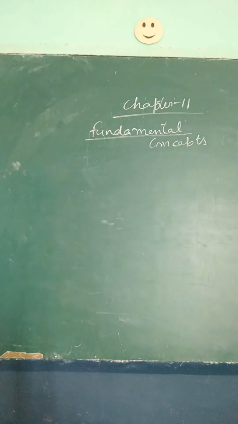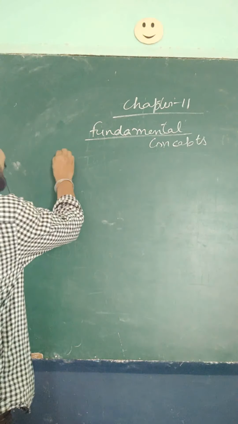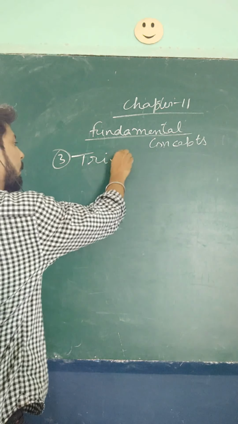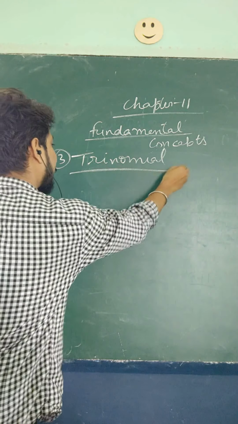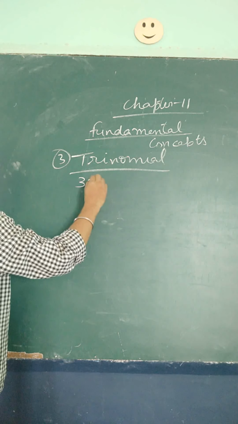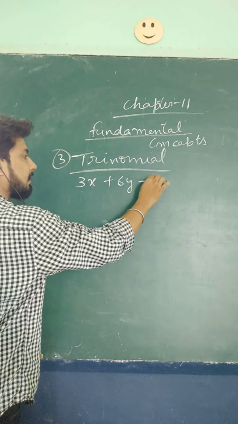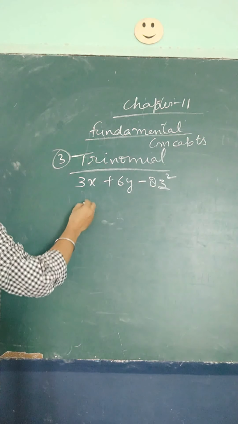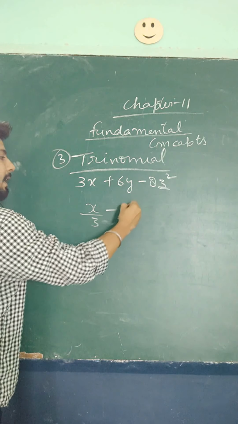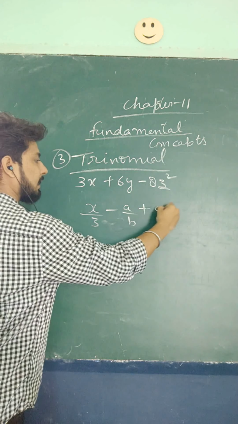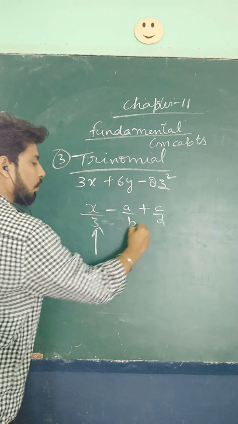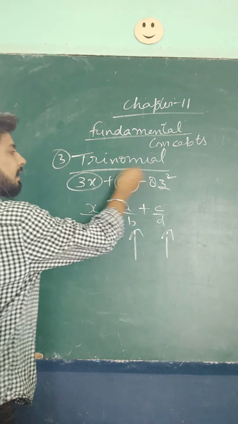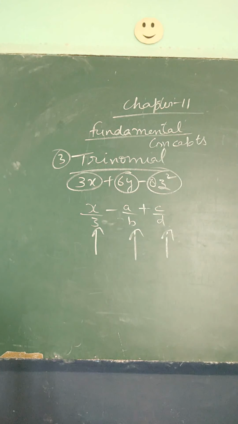Now next is the trinomial. In a trinomial, we have three terms: 3x plus 6y minus 8z square, or we can say x upon 3 minus a upon b plus c upon d. So we have the first term, second term, third term. The combination of three terms. So when we have three terms in our algebraic expression, that is called a trinomial.